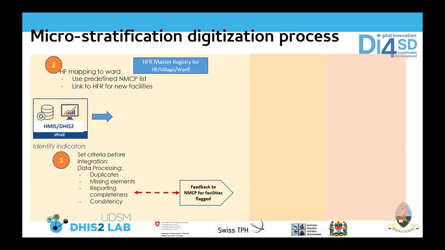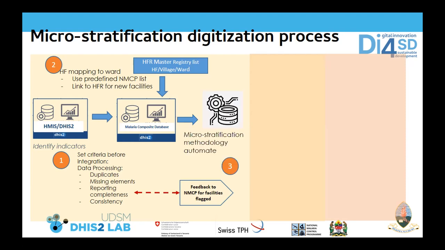Also, for stratification, the process of mapping health facilities to their respective wards had to be done, and this had to use another system, the health facility registry, which is a registry for facilities and wards, which HMIS does not have. The next process was the stratification itself, in terms of what is being used. There are some data coming from surveys and population from census. So there is also a malaria composite database, which is basically a database comprising survey data for malaria. All of these data are grouped together within this database, and the automated micro stratification process runs using data from HMIS, from the health facility registry, and from the composite, which includes census data like ward population.